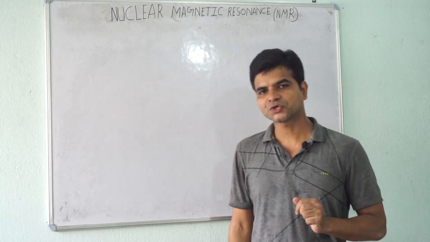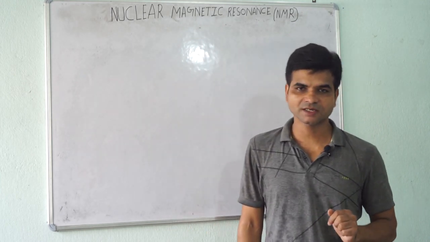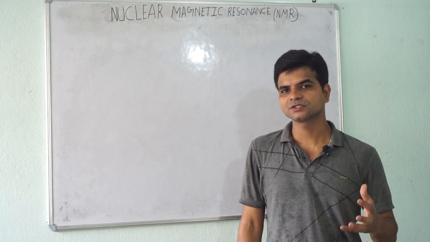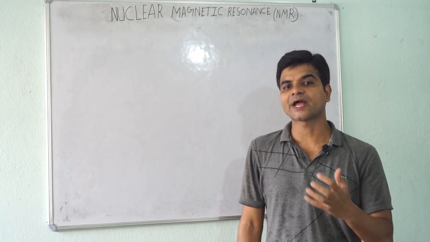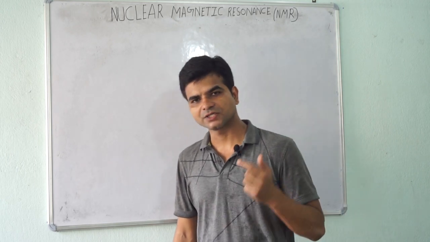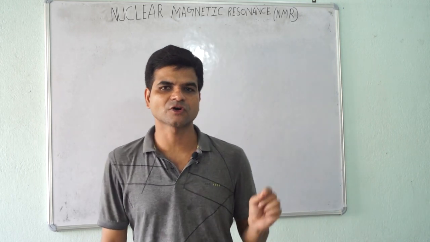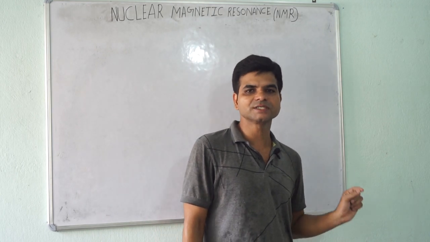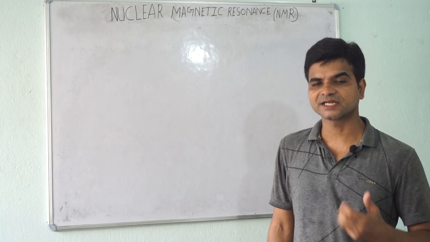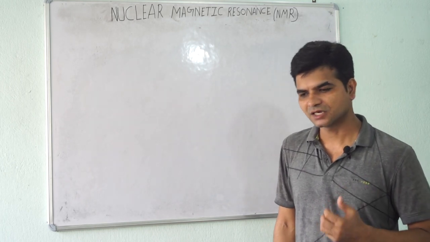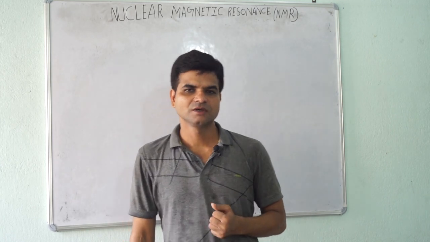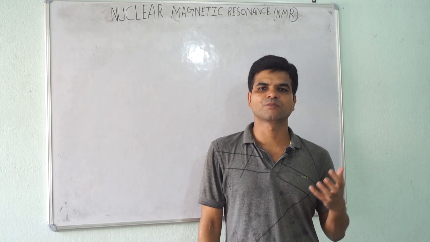There are two types of NMR, proton NMR and C13 NMR. Proton NMR is used to determine the types of hydrogen atoms present in the molecule. But C13 NMR is used to determine the types of carbon atoms present in the molecule. First of all, we will discuss proton NMR.